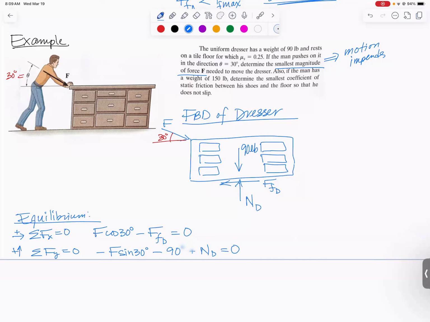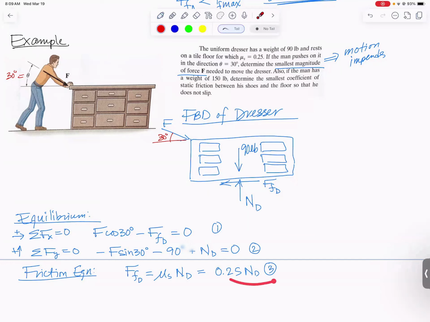So we're going to use our friction equation, only using it because they told us we're trying to solve for the point when it's going to start sliding. Friction equation tells us that the force of friction at D is equal to the coefficient of static friction at D times the normal force at D, which is 0.25 ND. Three great equations. Easiest way to solve, usually, is to replace the friction with coefficient times normal. And then we would have two equations with just F and normal force at D in them, and we can solve for normal force at D.